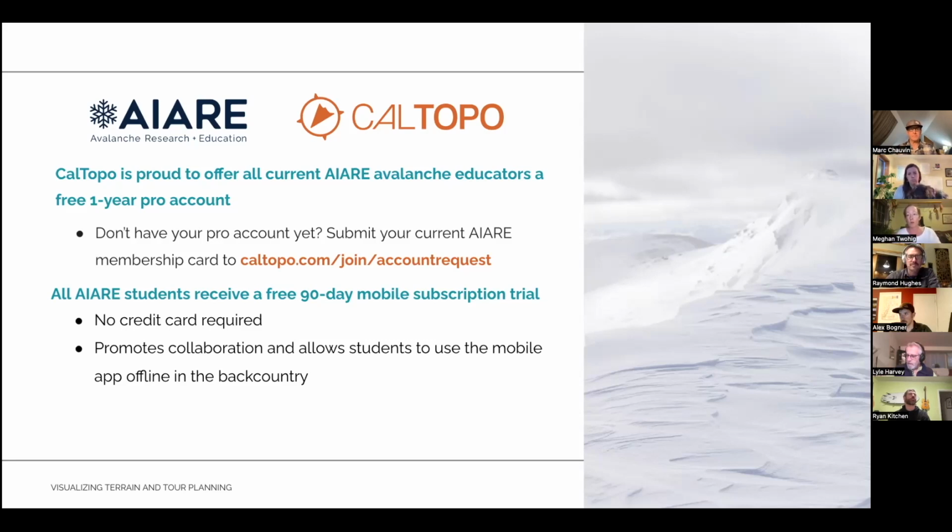And the reason we go with a mobile trial is because one of the really powerful features of CalTopo is the ability to easily collaborate. So it allows students to all work on the same map together, build that tour plan. And then with the mobile subscription, they can download offline layers to their mobile app and then bring their map into the backcountry with them. And they can view it, they can update it. And then when they get back out of the backcountry, they can see those edits on their computer. So kind of allows for that seamless integration.